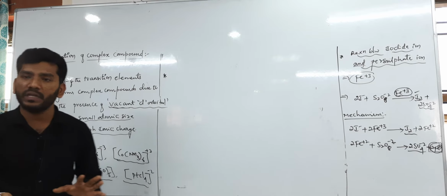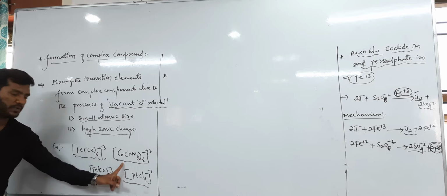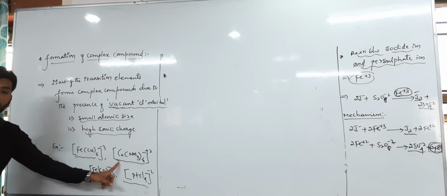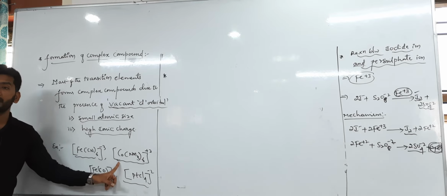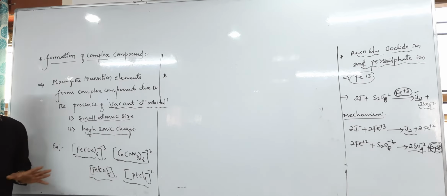Suppose you have a compound and you want to know which one is stable, then you should focus on the corresponding central metal atom. Those metal atoms which have the highest atomic number, the complex with that metal is the stable complex compound.